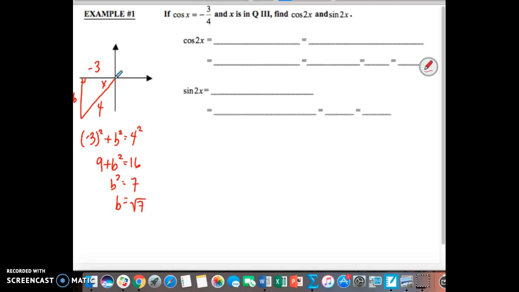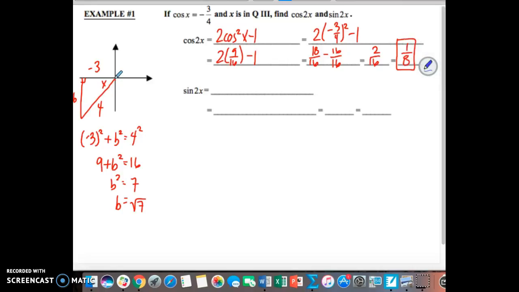Using one of our cosine double angle formulas, let's say cosine of 2x equals 2 times cosine squared of x minus 1. This is equal to 2 times negative 3/4 squared minus 1. Negative 3/4 squared is the same thing as positive 9/16. So we have 2 times 9/16 minus 1, which is 18/16 minus 1. Using a common denominator of 16, we have 18/16 minus 16/16. We can subtract straight across: 18 minus 16 is 2/16, which we can reduce to 1/8. So cosine of 2x is equal to 1/8.